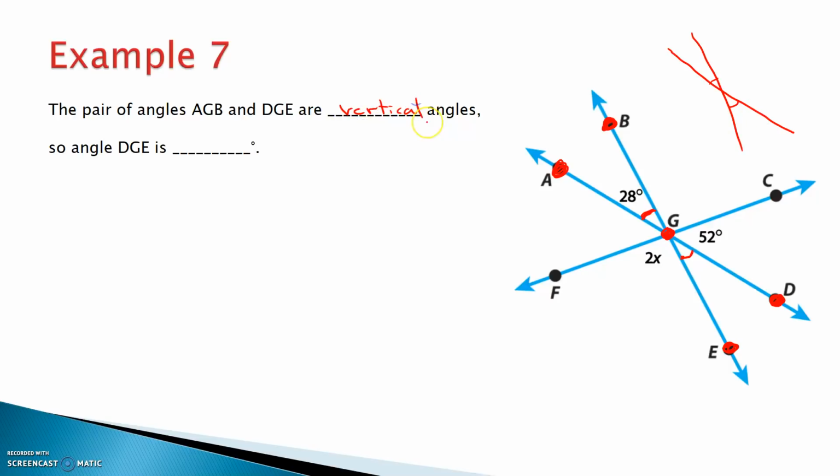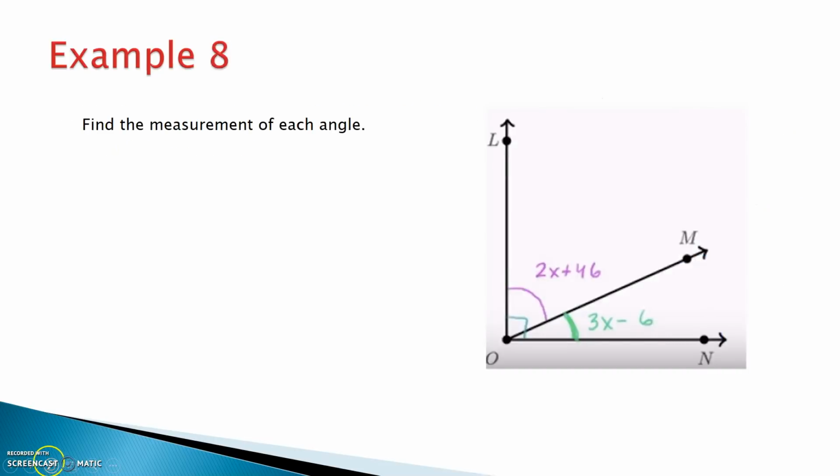Vertical. Okay. So that means that DGE, so from D to G to E, how many degrees is that? Well, if that's 28, guys, these two are congruent. This also has to be 28 degrees. This measures 28 degrees. Okay, example 8.